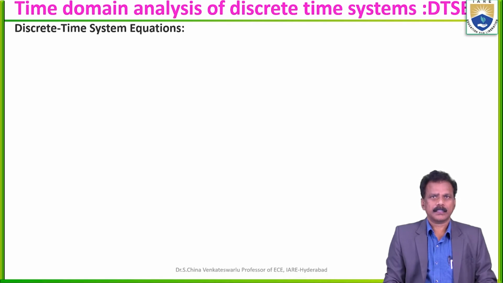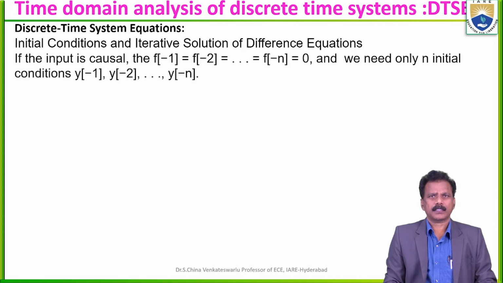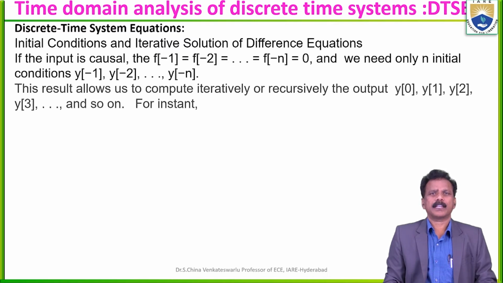Okay, so for discrete time system equations, initial conditions and iterative solution of the difference equations: if the input is causal, f of minus 1 is equal to f of minus 2 is equal to f of minus n is equal to 0, and we need only n initial conditions, y of minus 1, y of minus 2 and so on, y of minus n. This result allows us to compute iteratively or recursively the output y of 0, y of 1, y of 2, y of 3 and so on.